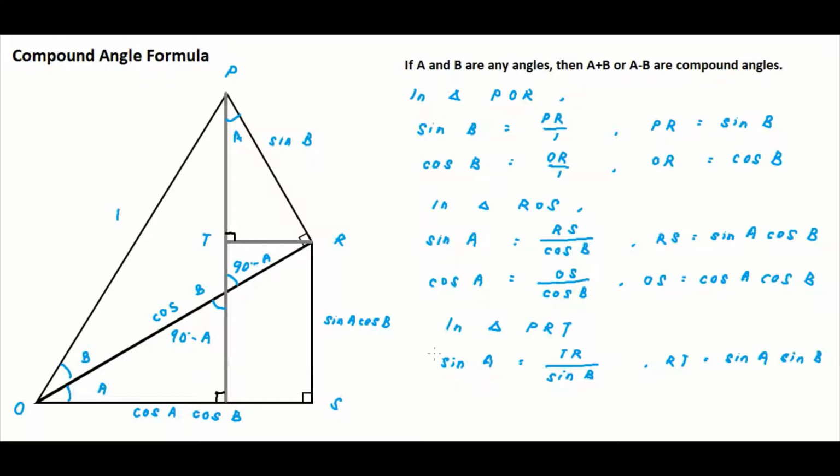Okay, same thing. Let us just write down here. So this is for TR or RT. So this is sine A sine B.